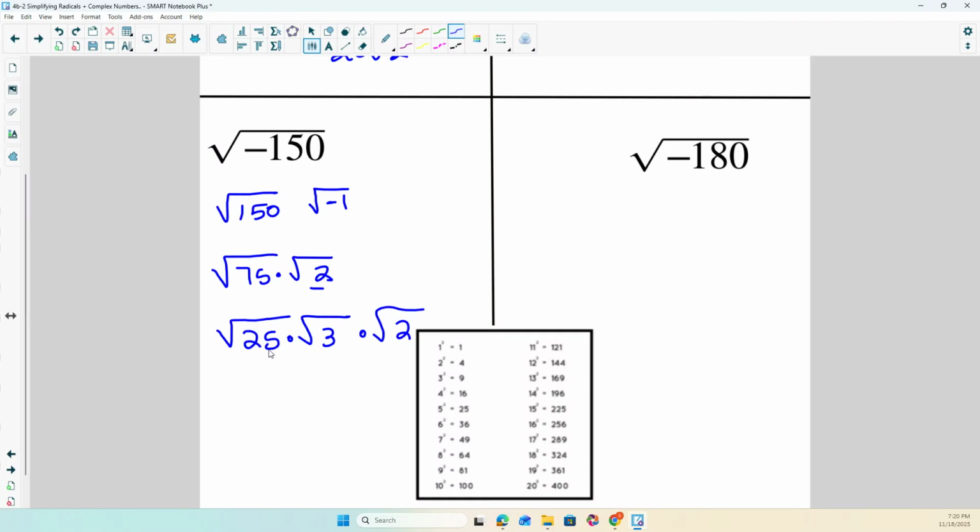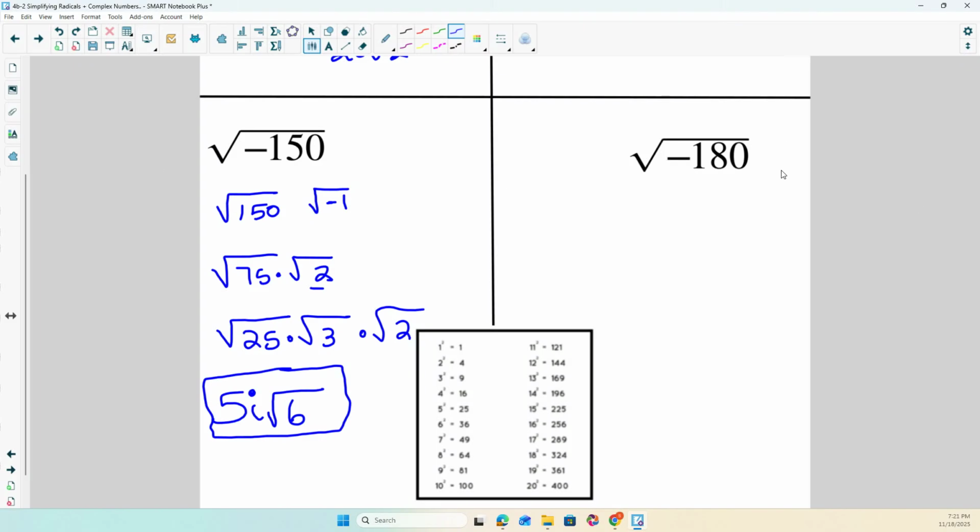Now 25 is a perfect square. I know the square root of 25 is 5, so that simplifies as 5. The negative 1, I'm going to write that as my i. Now square root of 3 and square root of 2 are still under the radical sign, so you can multiply those. So that's going to be the square root of 6. Now there is no perfect square that's less than 6 that can divide into 6 evenly, so this will end up being your final answer.